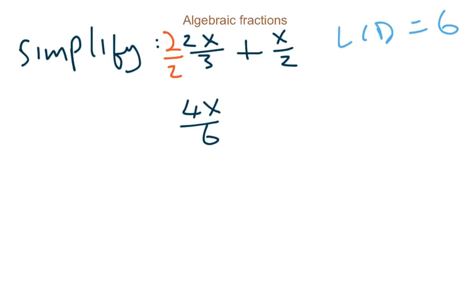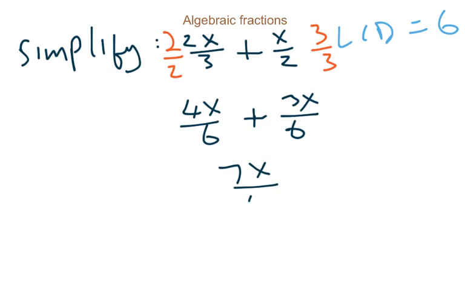And the other one, x over 2, I need to have this 6 on the bottom as well. So what did I multiply it by? Well, I multiplied it by 3 over 3, and that gives me 3x on the top. So I've now got 4x over 6 plus 3x over 6, which is equal to 7x over 6. So that's it simplified. Okay, now let's move on to the next one.